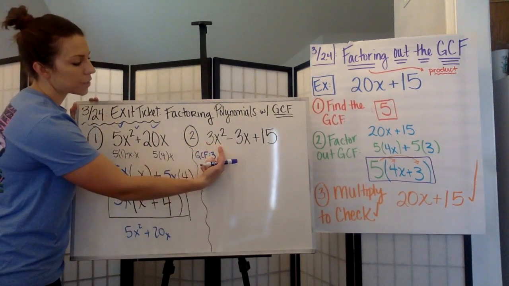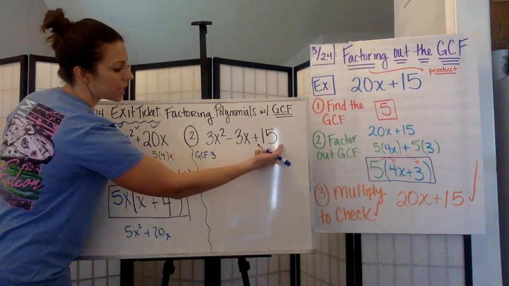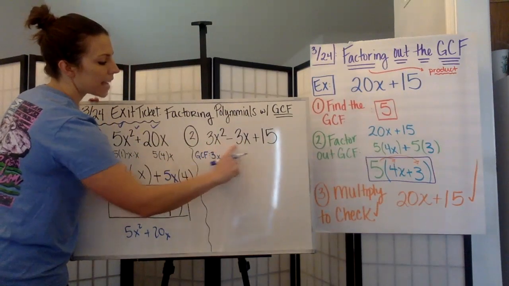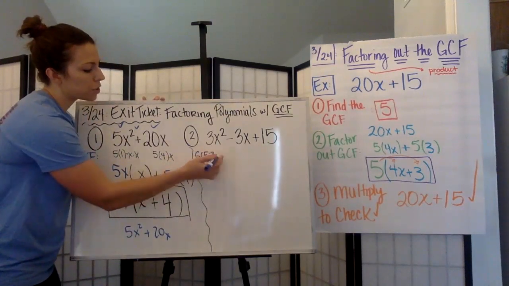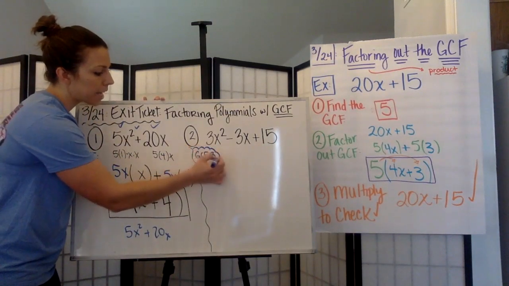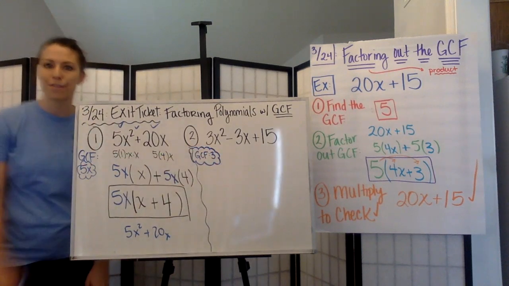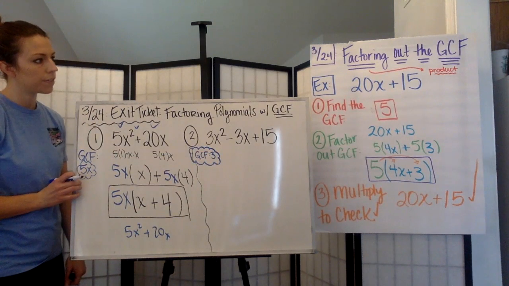Now this has an x squared, this has an x, but there is no x here on 15. So I can't say that my GCF is 3x, because x is not a factor of all 3 terms. It's only a factor of the first 2. Excuse me. So my GCF here is 3. That's the only thing that I can factor out. Step 1 complete, we found our GCF.